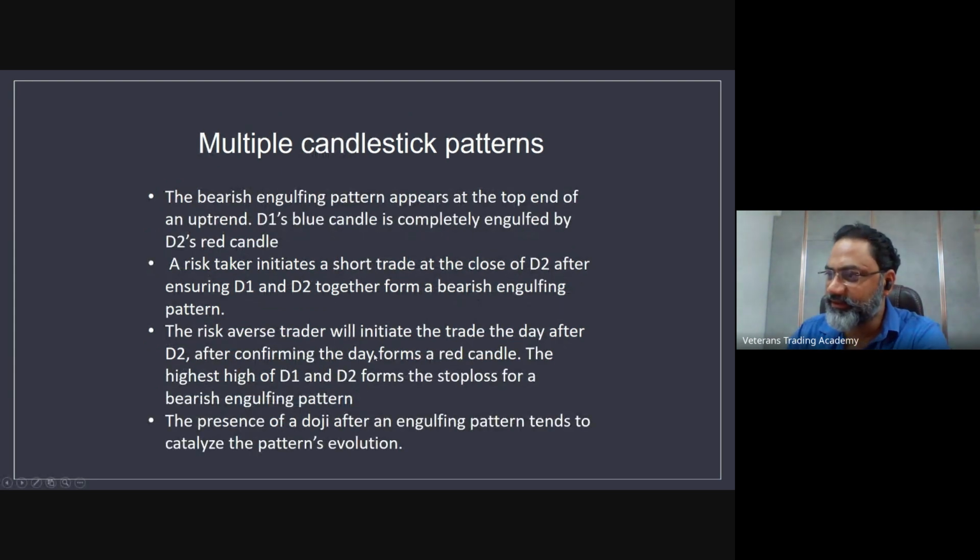Then the bearish engulfing pattern forms at the top end. The risk taker initiates a short trade at the close of day two, and thereafter the risk averse trader will initiate a trade the day after day two. Now, an important point is that the presence of a doji after an engulfing pattern tends to catalyze the pattern's evolution. It means suppose there is a bullish engulfing pattern, and after it a doji forms. That increases the chances that a top has been formed. So a doji after a bullish or bearish engulfing pattern gives more importance to the multiple candlestick pattern.